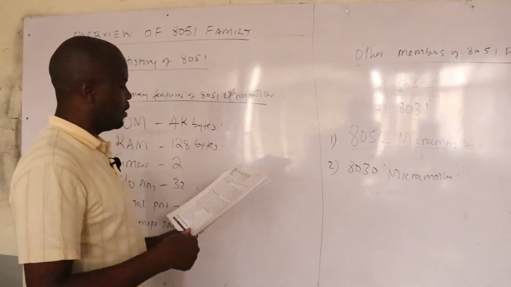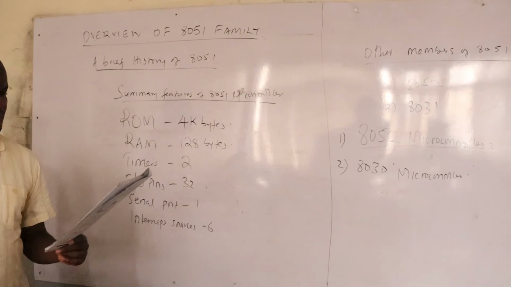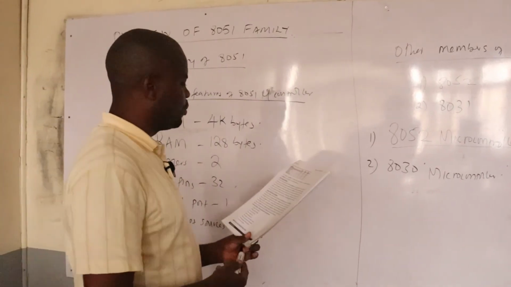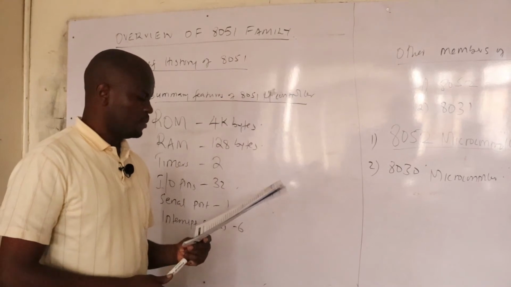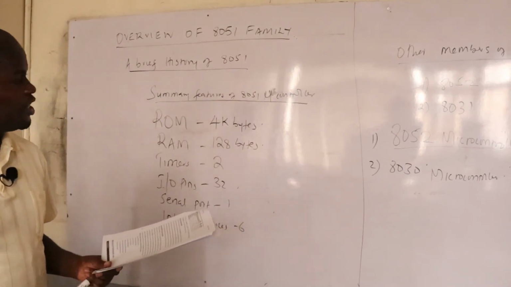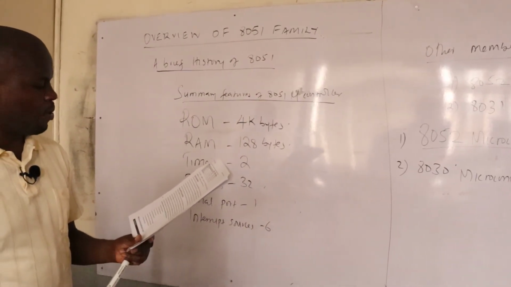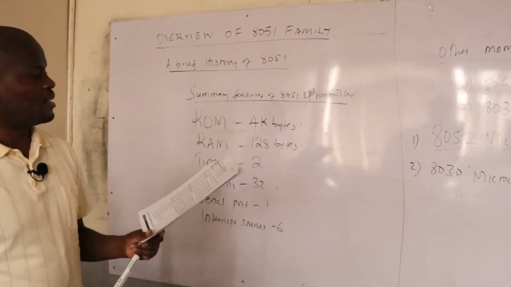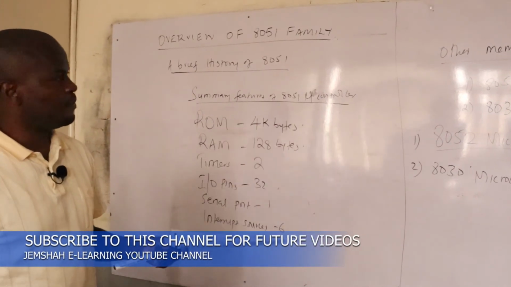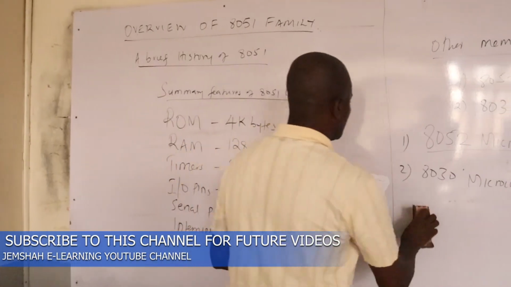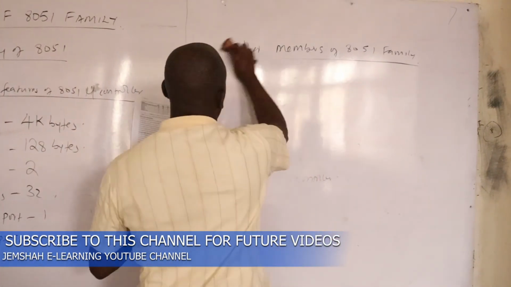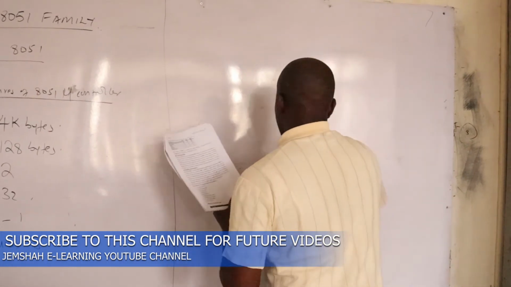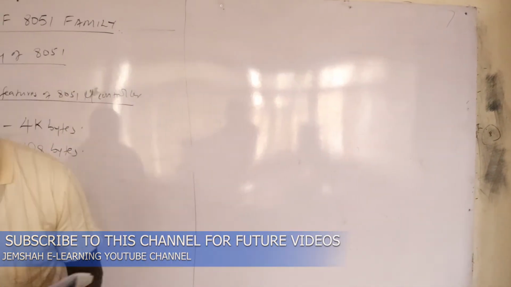So in order to solve this problem, you are supposed to add an external input-output to the 8031. Those are the major family members of the 8051 microcontrollers. I want us to look now at the various 8051 microcontrollers that exist in the market, and also a little bit of their manufacturers.